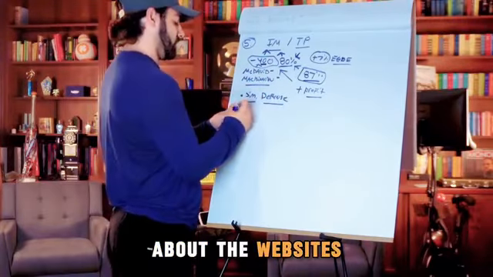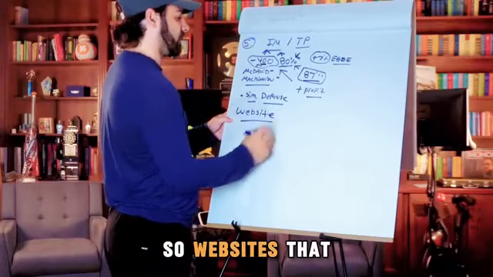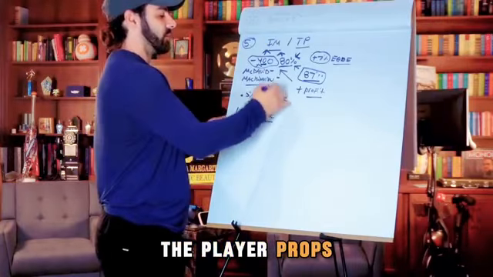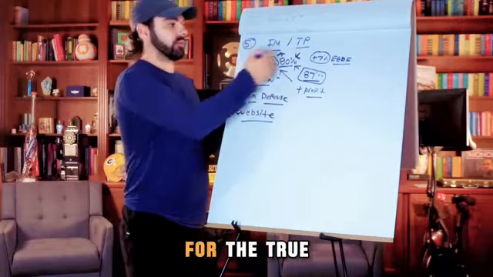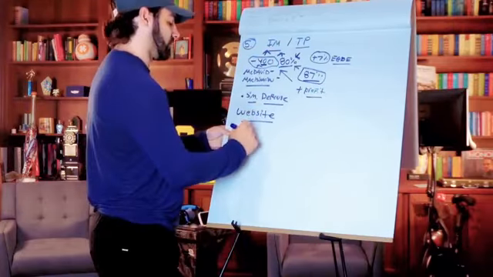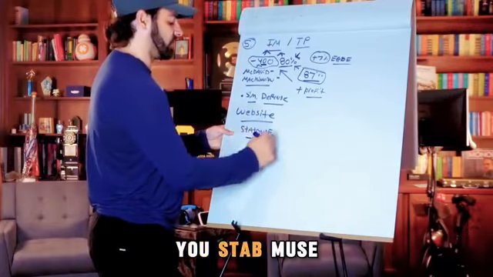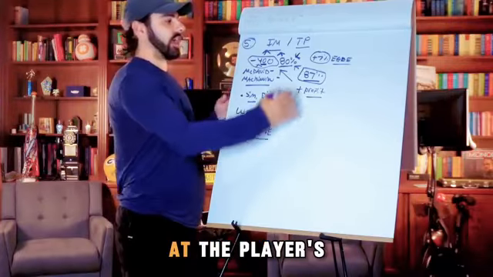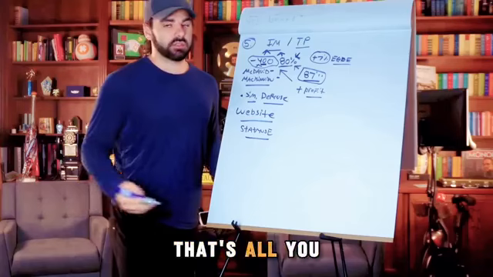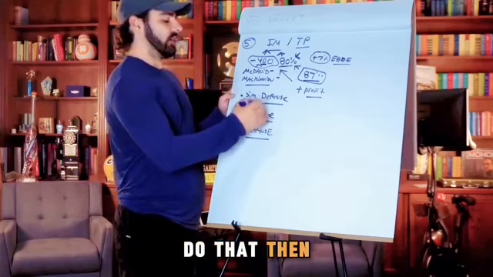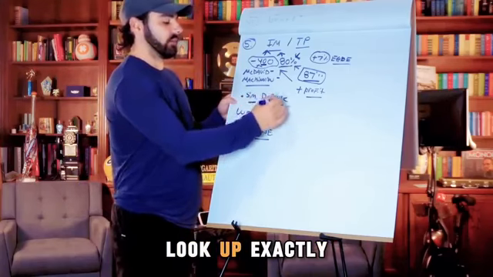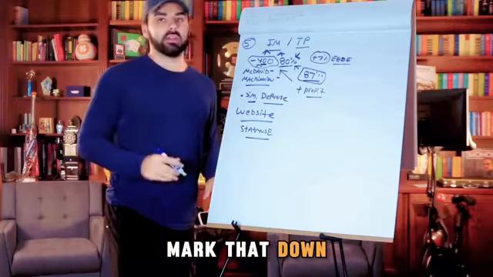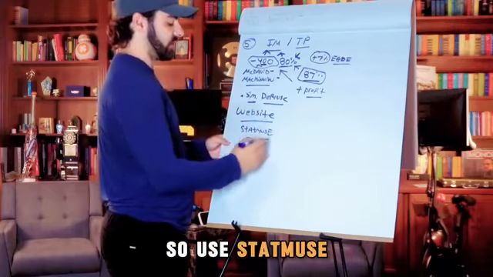Now let's talk about the websites that you could use for this type of information. First off, for the player props, for the true edge, when you're looking for the true probability, you could use StatMuse, okay? You go on there, put the prompt in. You literally just need to look at the player's statistics. That's all you need to do. Once you do that, you can manually look up exactly how they did against similar defenses and literally mark that down. So use StatMuse for that.